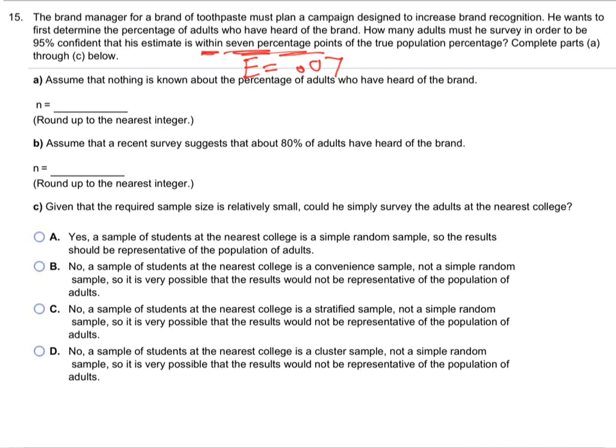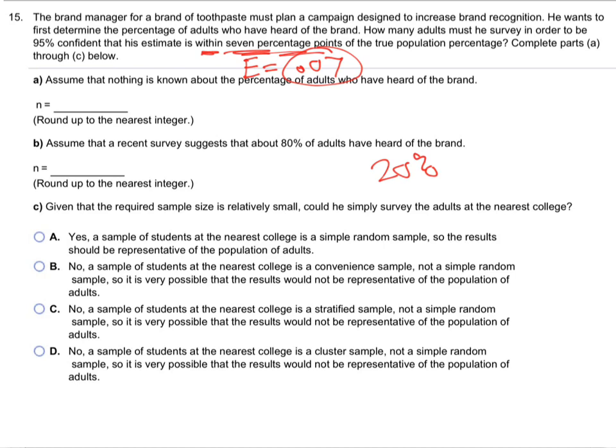How many adults must he survey to be? What is he trying to figure out? Oh, how many people recognize his brand of toothpaste? Whatever. He wants to figure out the percentage. He wants to be within 7% error. So that's how accurate he wants his statement to be. Does that make sense? So if he figures out that only 20% of the population recognizes the name of his toothpaste brand, White Bright or something, how many recognize that name? I'm just making things up here.